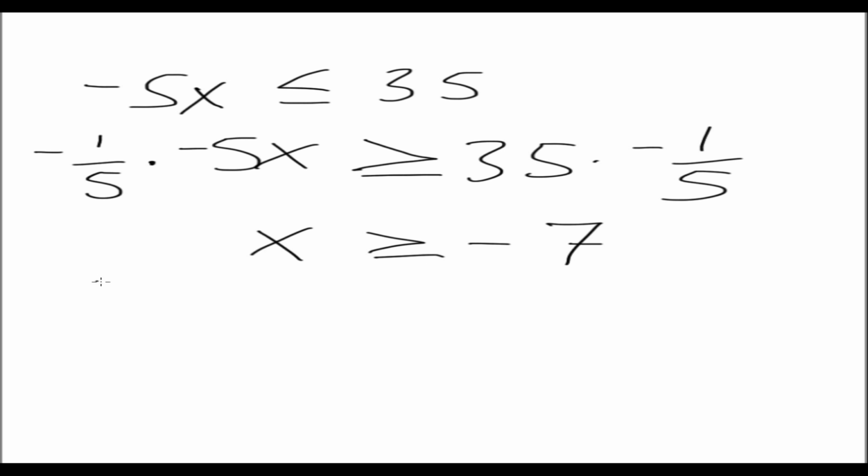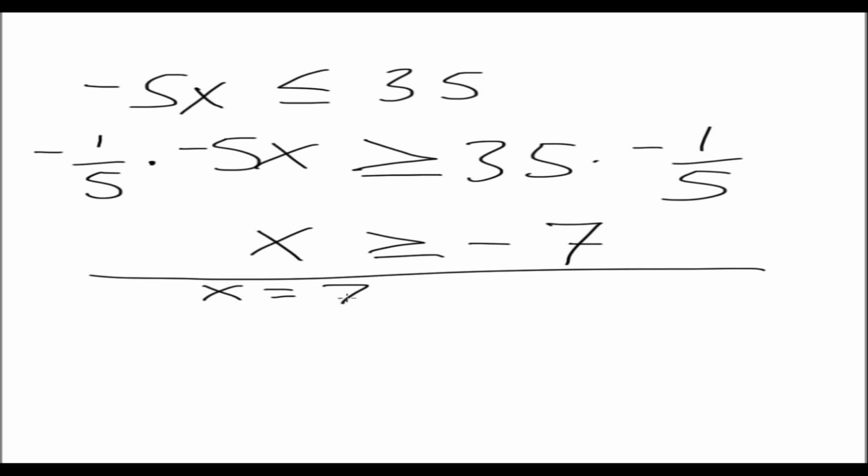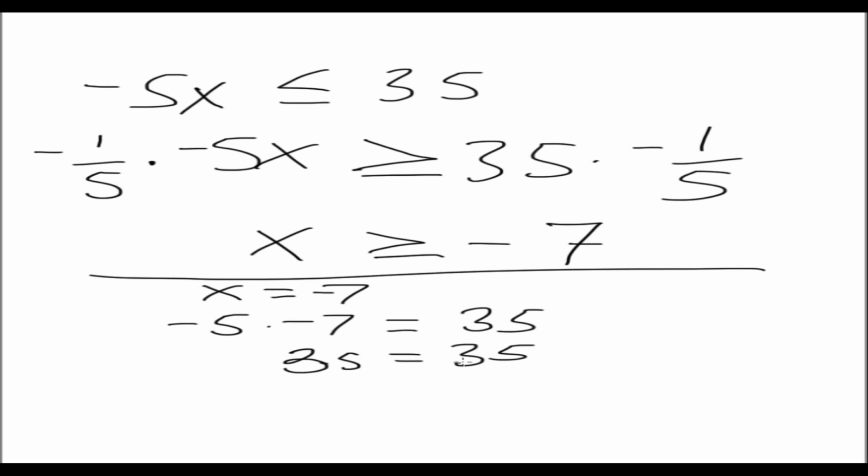I want to check my boundary conditions. So the first thing I want to know is, if x equals negative 7, is it true that negative 5 times a negative 7 equals 35? And negative 5 times a negative 7, negative times a negative is a positive, so 35 equals 35. I have verified the boundary point for this problem.